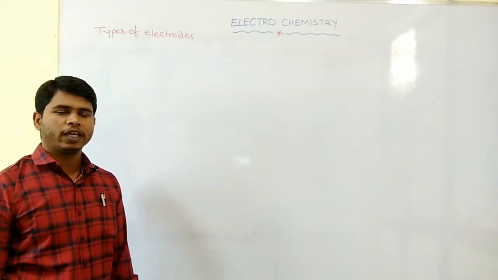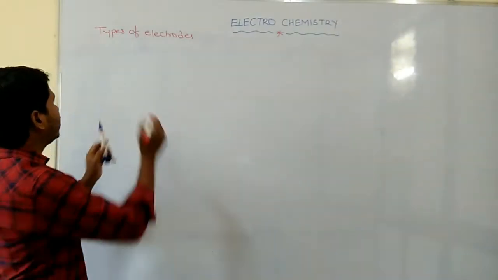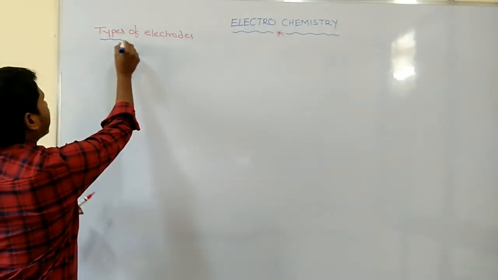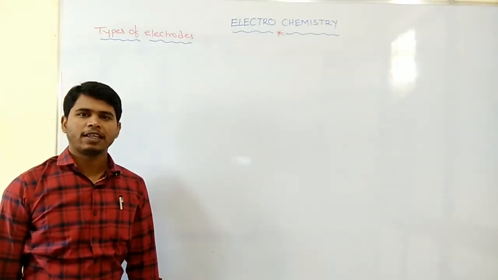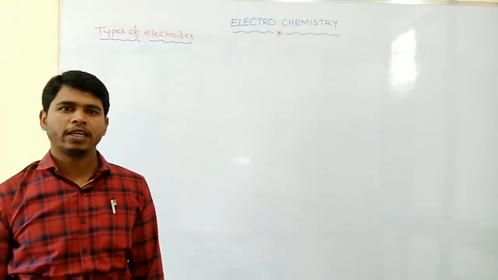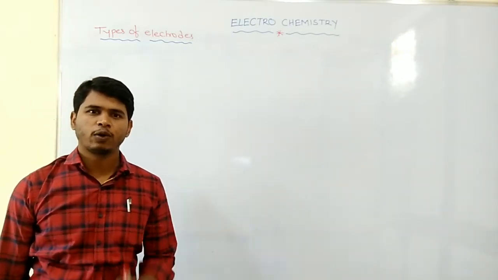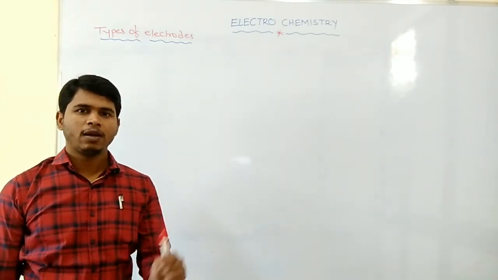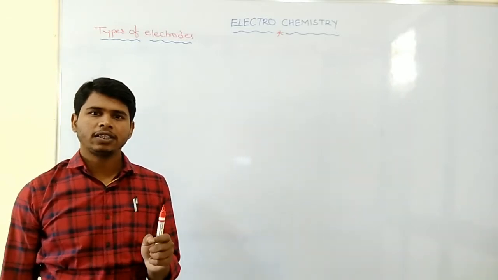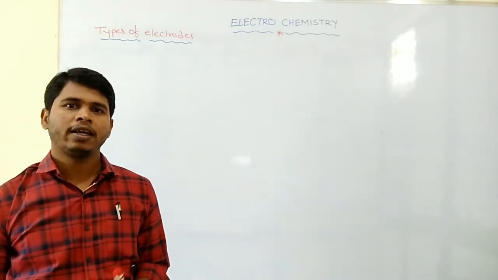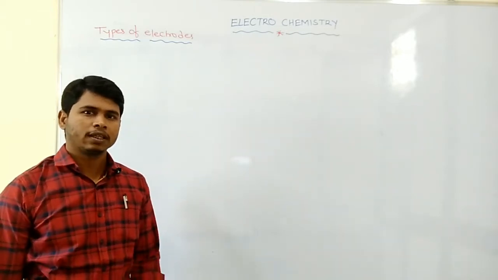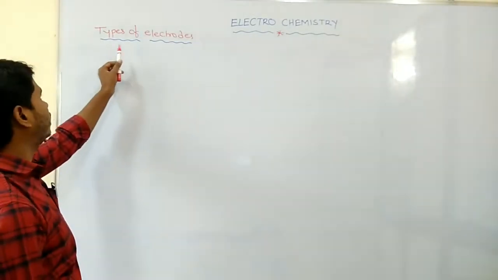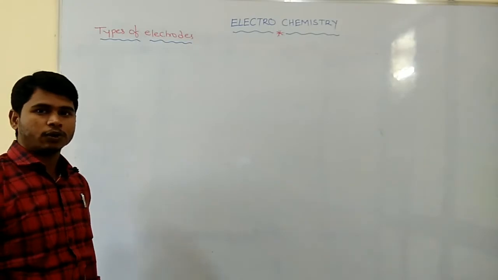Students, today let me discuss the types of electrodes in electrochemistry. During the last class we discussed the construction of an electrochemical cell, the cell potential, and the calculation of cell potential or electromotive force from the Nernst equation. The next topic is the types of electrodes.